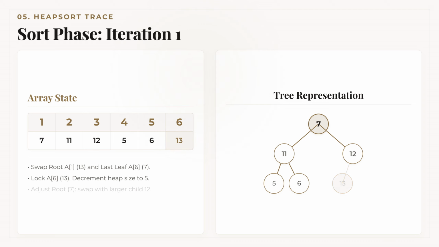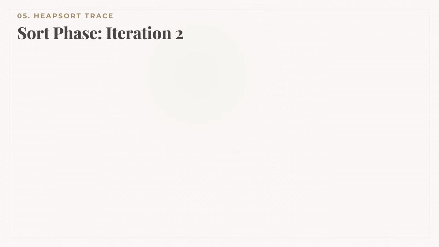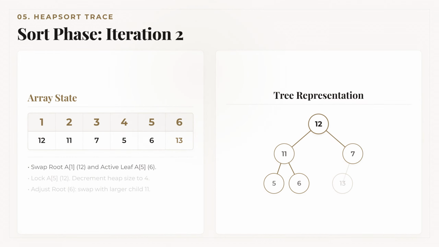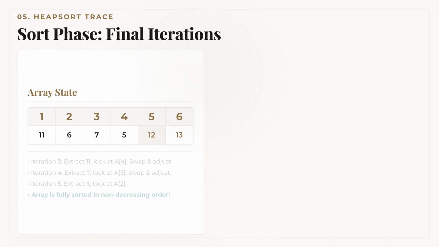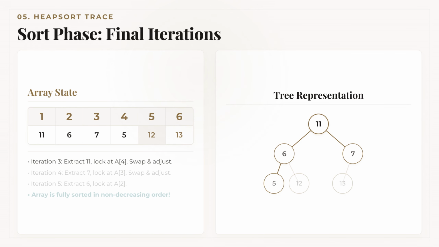The children of the root 7 are 11 and 12, so we swap 7 with the larger child 12. The array becomes 12, 11, 7, 5, 6, and 13. In the second iteration, we swap the root 12 with the last element of the heap, which is 6. The array becomes 6, 11, 7, 5, 12, and 13, and we adjust the remaining 4 elements. We swap 6 with its larger child 11, and the array becomes 11, 6, 7, 5, 12, and 13.